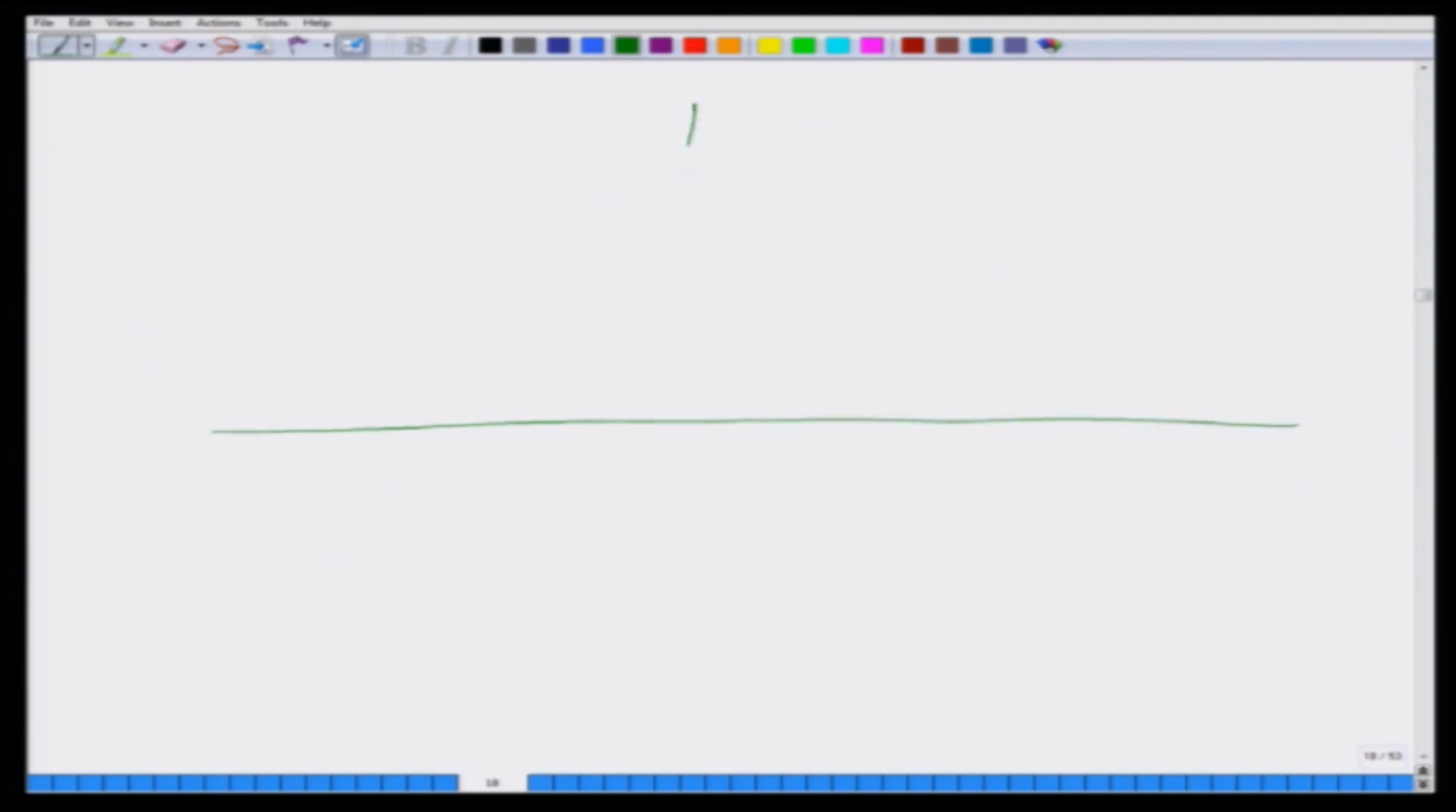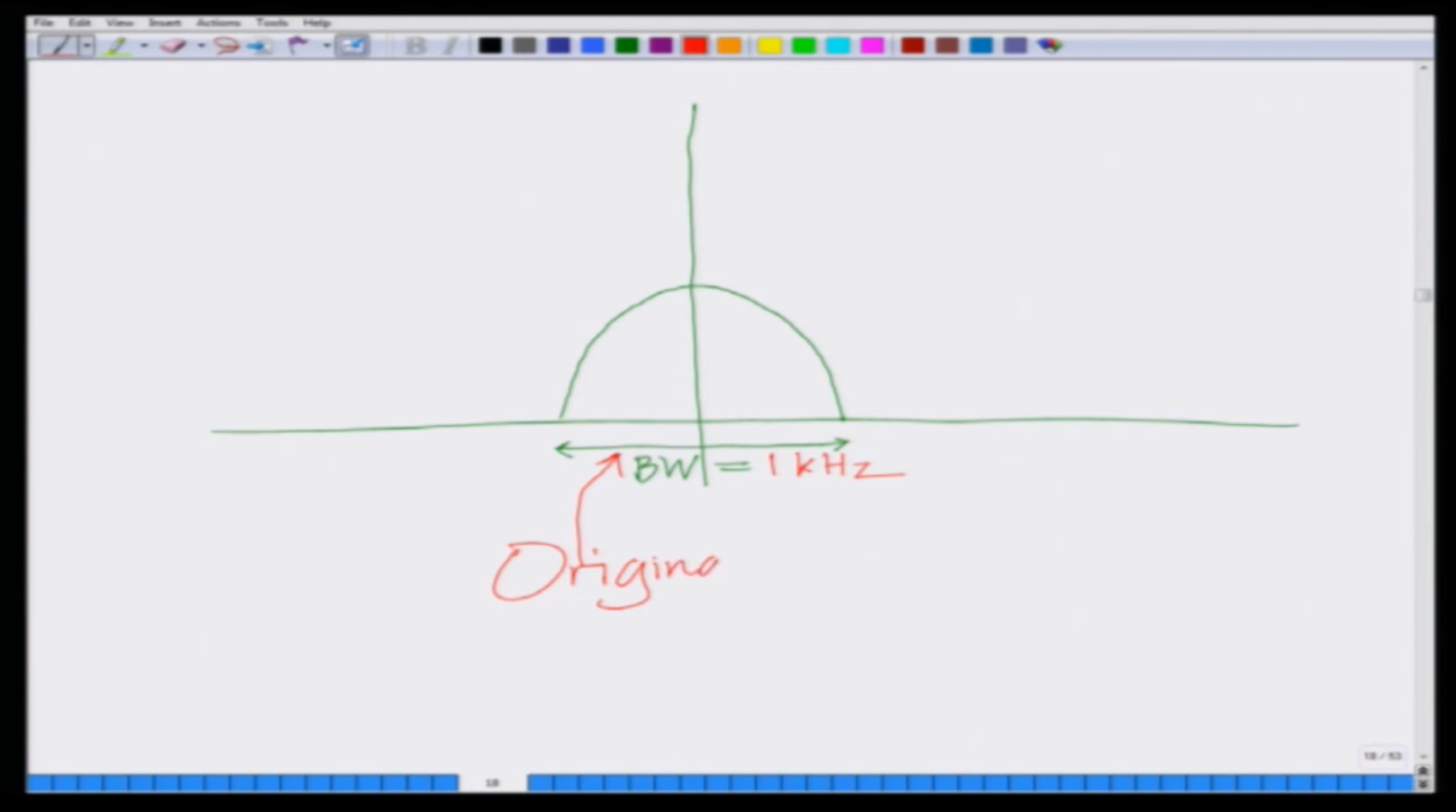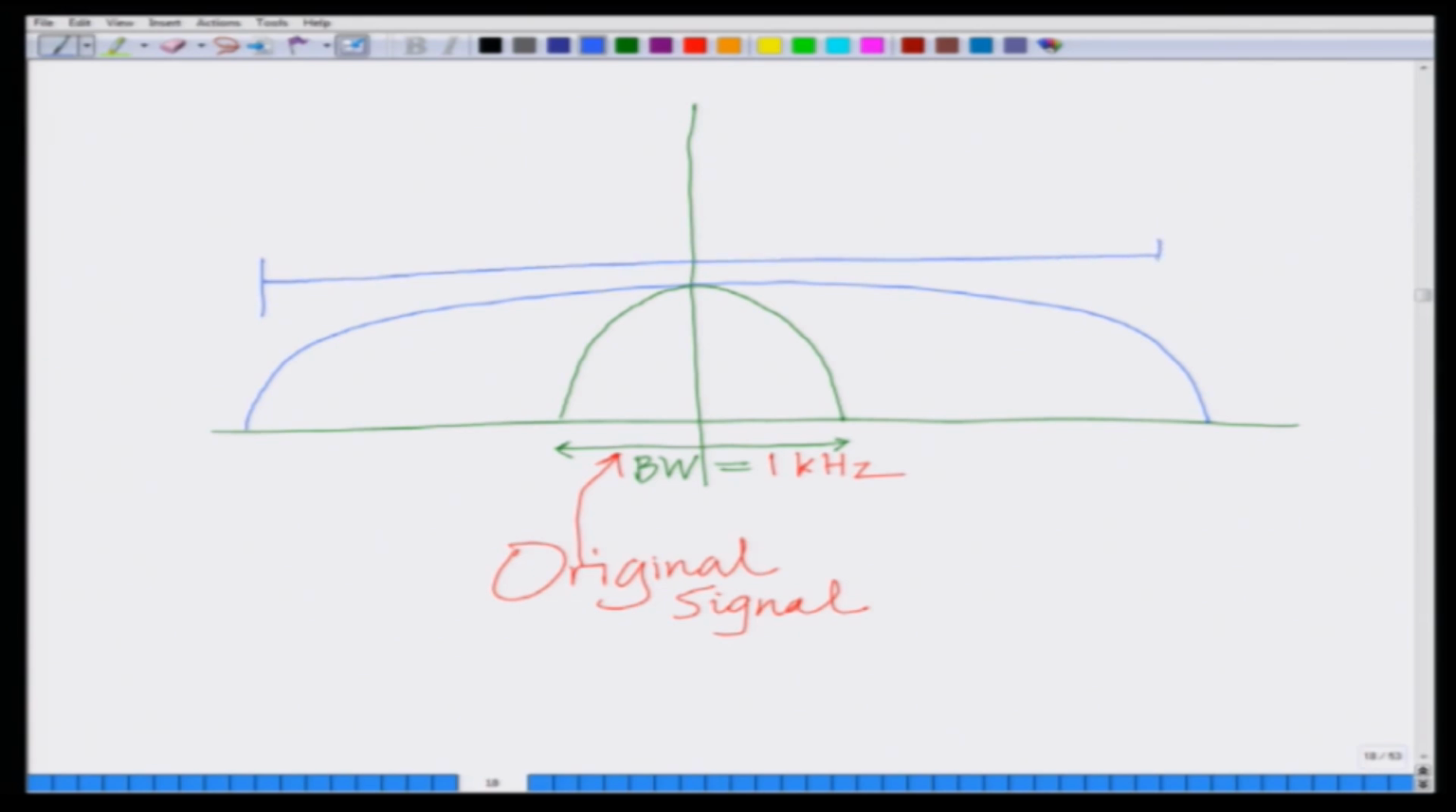So, let us say we have an original signal which has a bandwidth. This is the bandwidth of the original signal, which is 1 kilohertz. This is the original signal. The bandwidth of the new signal, that is the CDMA signal, is 4 kilohertz. The bandwidth has increased.